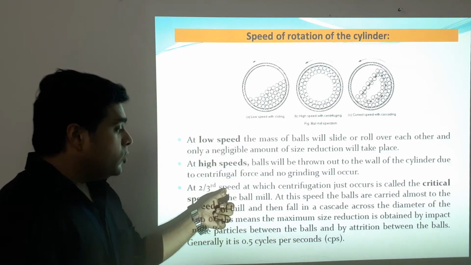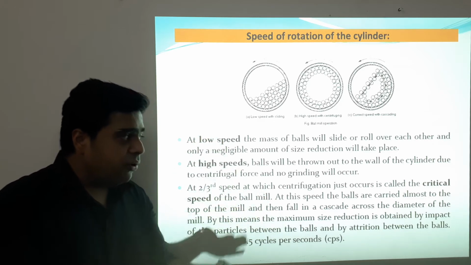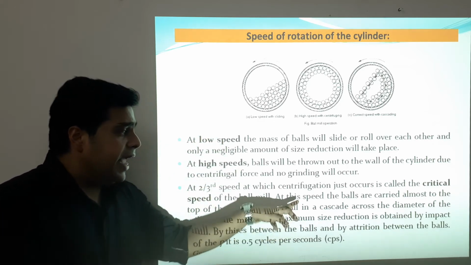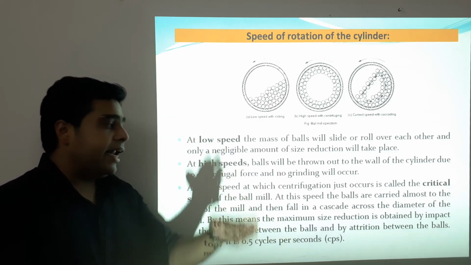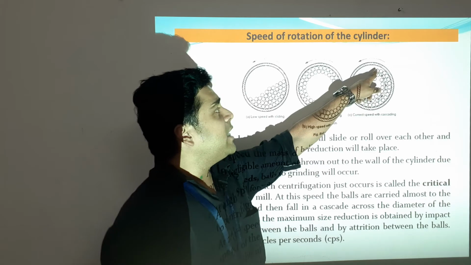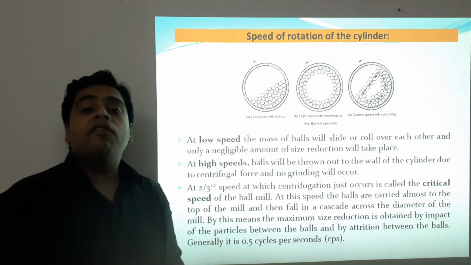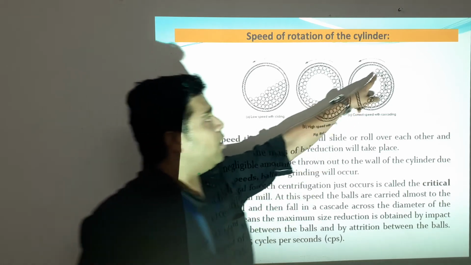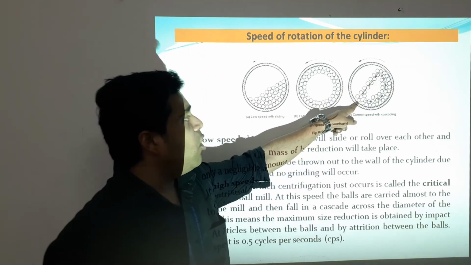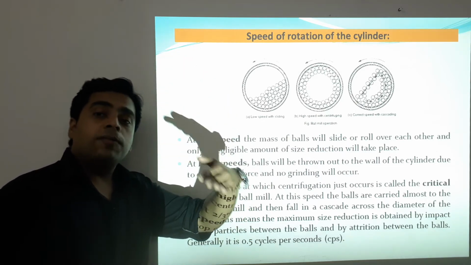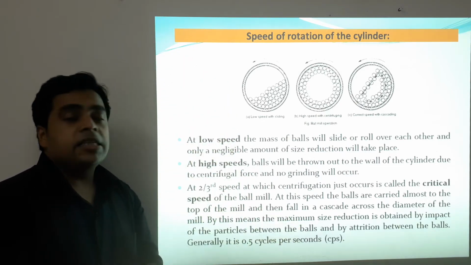So constantly this will rotate and the balls will also rotate in the circumference due to the effect of the centrifugal speed. Now the speed at which the centrifugation just occurs is called the critical speed, and at this speed the balls are carried almost to the top of the mill. Then they fall in a cascade-like action. Cascade is exactly like a river spring which falls from a hill or a mountain. So these balls come to this portion, then are dropped straight to the bottom, and hence the feed also drops, and thus this particular thing is being achieved.